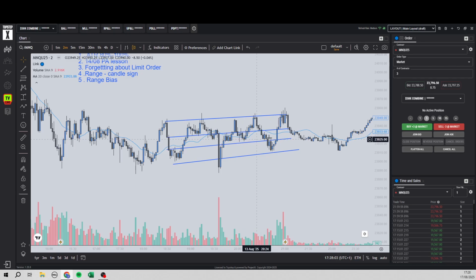I generally try to avoid longing or shorting from this middle section, as a lot of choppiness and algorithm action happens here, and it's not really worth your time, or it's not really worth trading, as it gets much more risky.